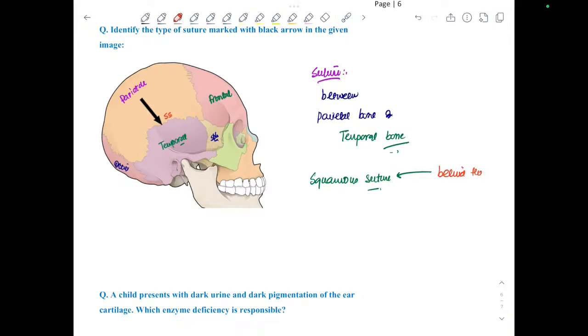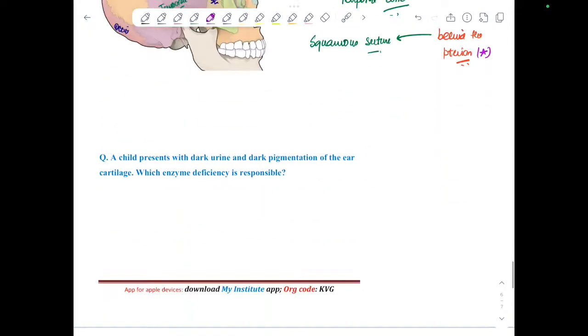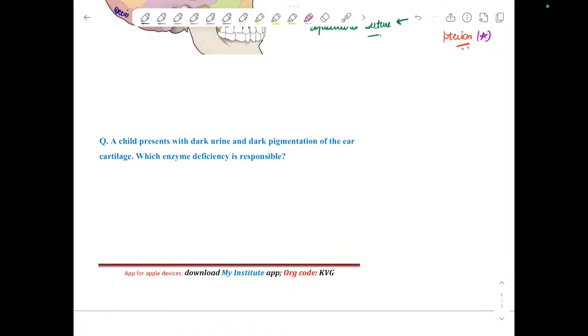So the squamous suture is lying behind an important landmark that is known as the pterion. Clear? So this one is the pterion here. So you can remember it like this. Okay, so this is the squamous suture, and a very rare question has been asked, I think, for the very first time.